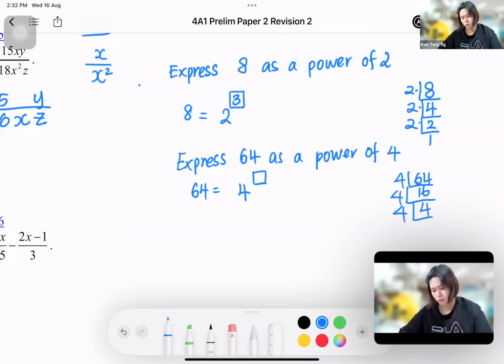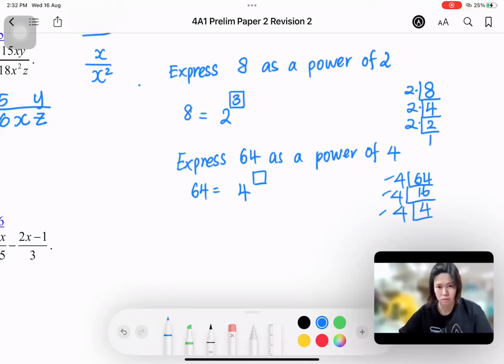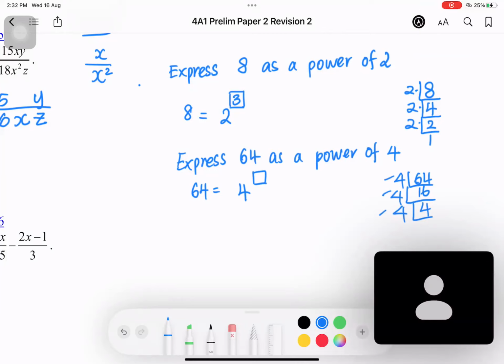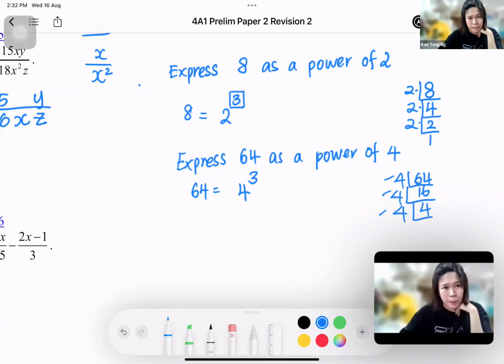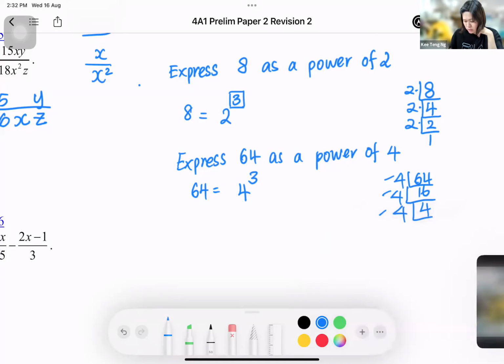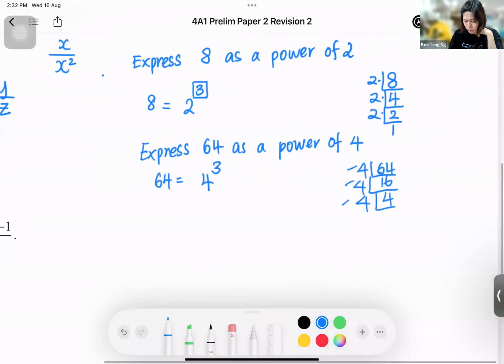4 to the power of how many over here? 64 divided by 4 is 16, then 4, then 1. So 64 is 4 to the power of 3, yeah? Okay, so these are some of the other basics. Then there are some other basics also, another type.